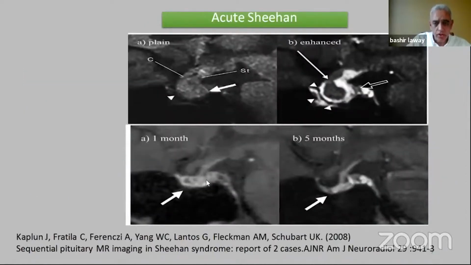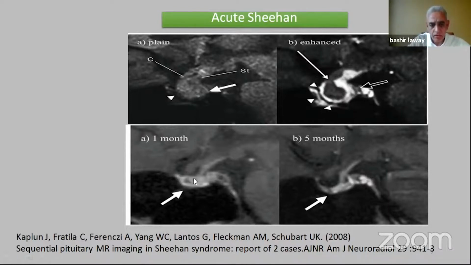This slide I am showing in between just because I had put acute Sheehan as one of the differential diagnoses. This is a study of serial MRIs done in patients who develop Sheehan. This is 1 week after the delivery. You can see without contrast, there is an enlargement of the pituitary and of the stalk as well. But if we give contrast, there is what is known as a hook-shaped enhancement, but in the center there is no enhancement. It's only enhancement of the rim.